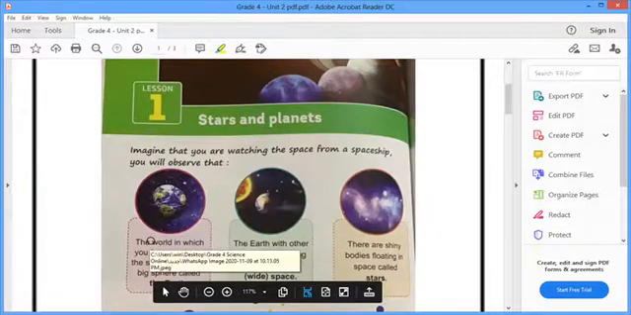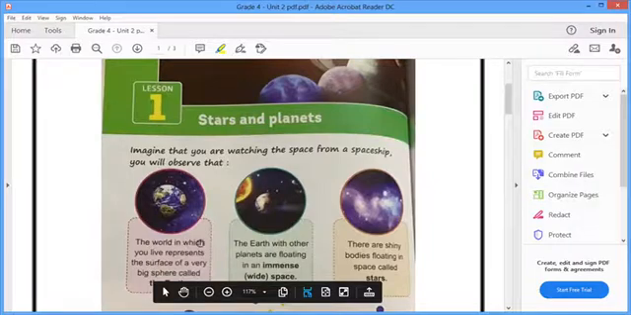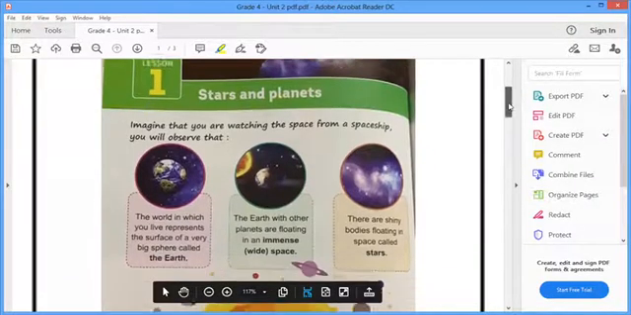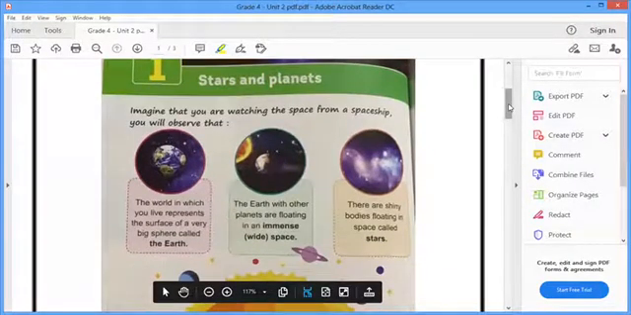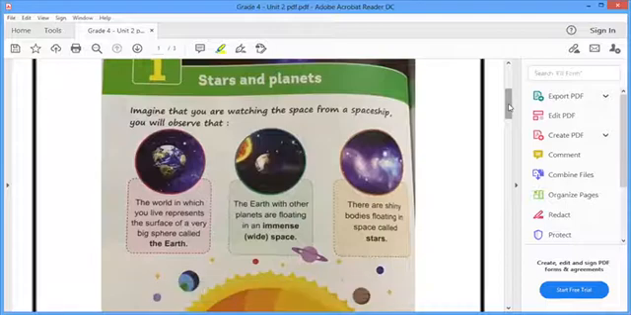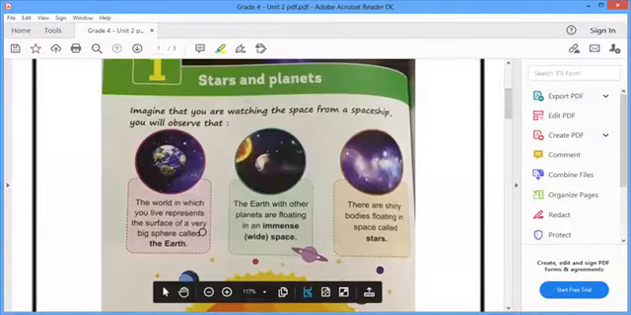So, what is the Earth? The world in which we live, with all the animals, humans, living things and non-living things. We live on the surface of a very big sphere called the Earth. So this is the Earth. You can look at the figure.